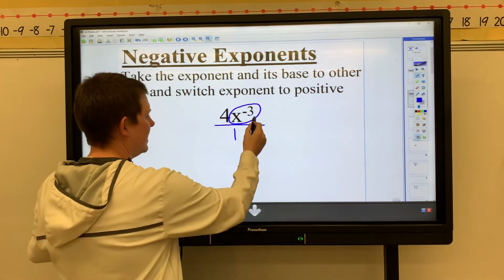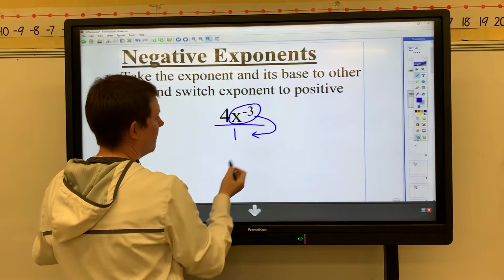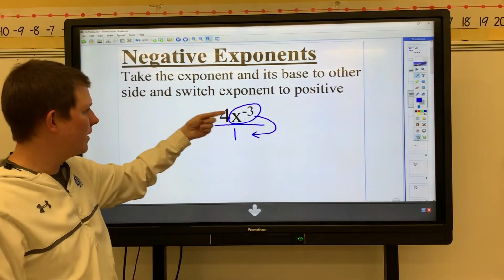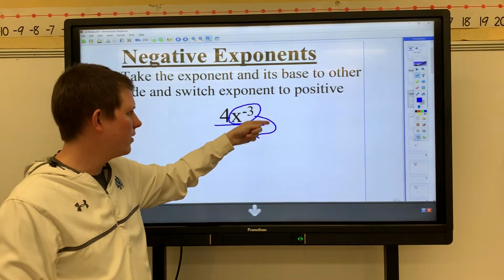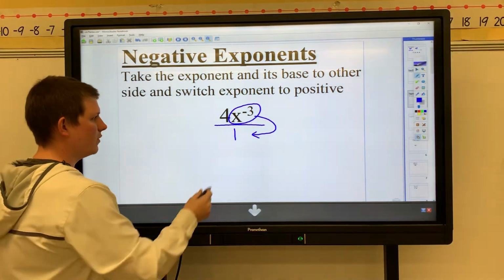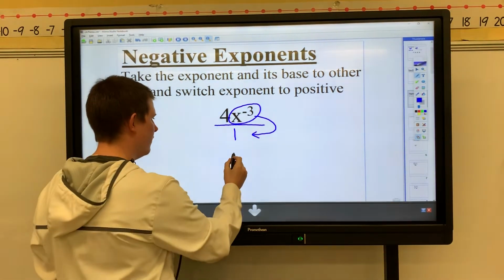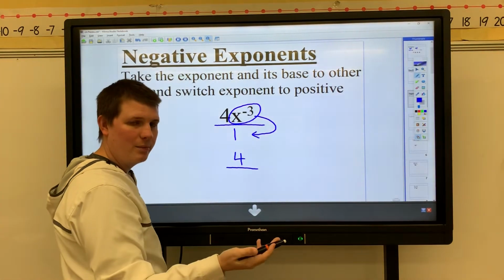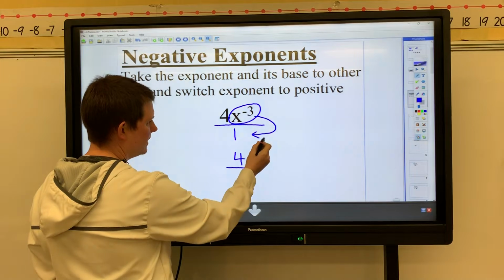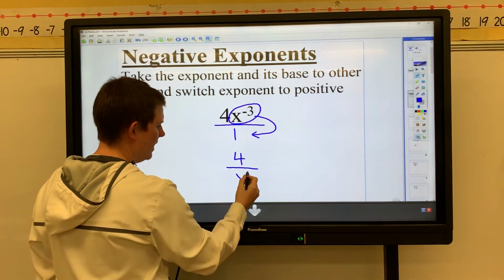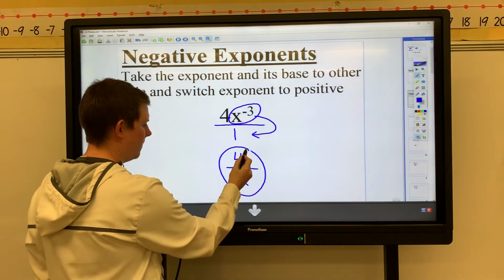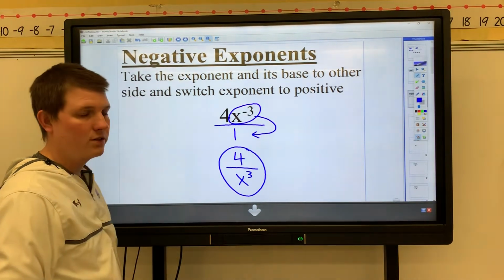And you're going to bring it down. Okay? Exponent and its base to the other side. So it was on the top, it was on the numerator, we bring it to the denominator. So now what is remaining on the numerator? What's on top? 4. What's on the denominator? Well, there's a 1 there, but there's always a 1. But I bring the x to the negative third down, and it makes it positive 3. This is my answer. 4 over x to the third.